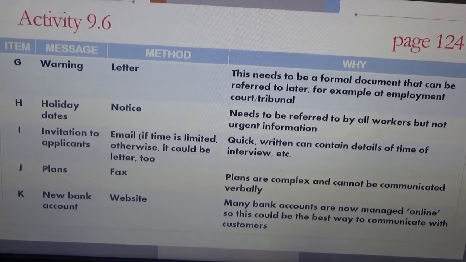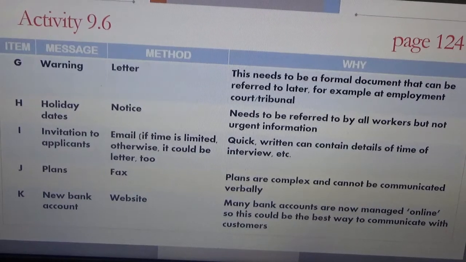Letter J is the operation manager wants to send the plans for a new factory to the managing director who is on a foreign business trip. So our message will be plans via fax. And why did we choose this? Because plans are complex and cannot be communicated verbally.